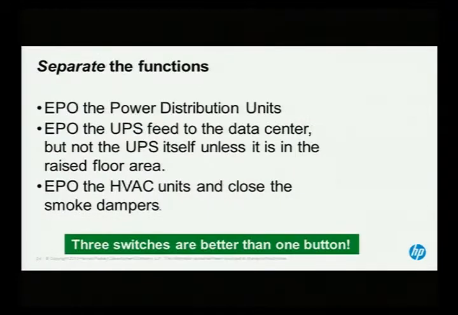Separate the functions. Remember, the code says that you don't have to have an all-in-one. You can actually separate the functions. You can have a disconnecting means for the electrical, you can have a disconnecting means for your PDUs, you can have a disconnecting means for your HVAC. All right.